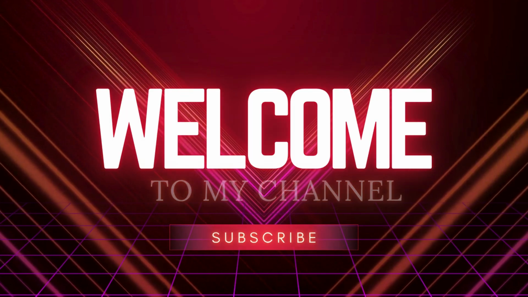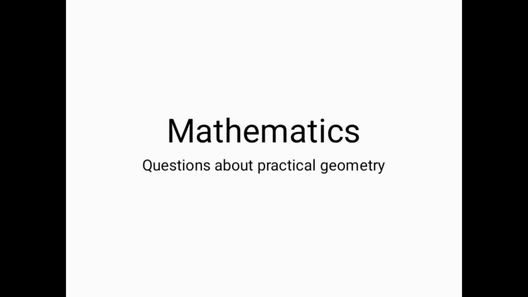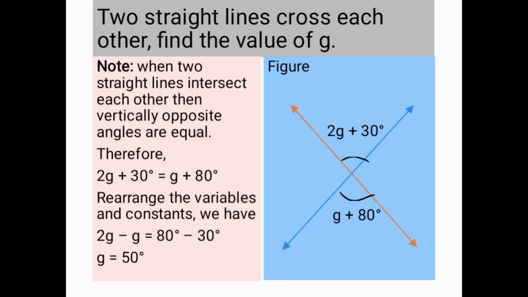Today we will discuss some important questions from practical geometry. Question 1. Two straight lines cross each other. Find the value of g. Note: when two straight lines intersect each other, then vertically opposite angles are equal. Therefore, 2g + 30 degrees = g + 80 degrees. Rearrange the variables and constants. We have 2g - g = 80 degrees - 30 degrees, g = 50 degrees.